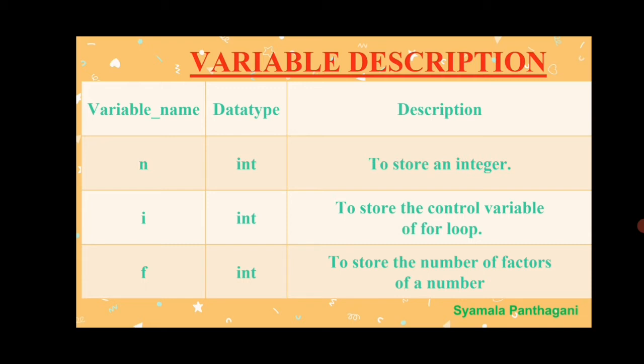Here we have three columns: variable name, data type and description. The first variable is n. N is an integer to store an integer type data. I is an integer to store the control variable for the for loop. F is an integer to store the number of factors of a number.